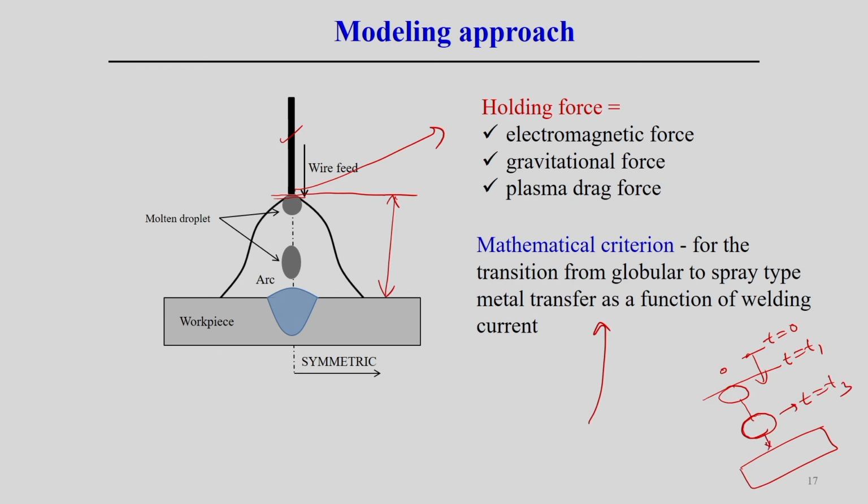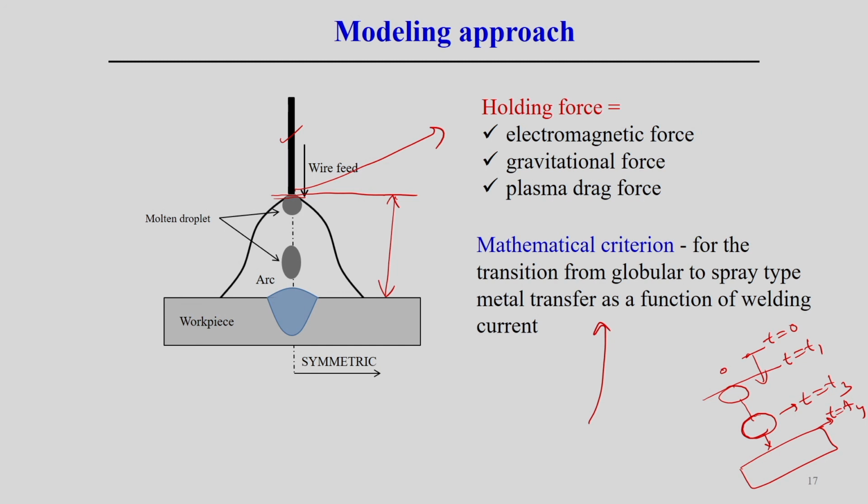When it touches the workpiece, first it will touch the workpiece and then, molten, becomes part of the workpiece material. Suppose we count that as t equal to t4. So, at these different times we can track how the molten metal reaches and becomes the final part of the workpiece. To do this kind of analysis, the mathematical model development is quite complex. Then we have to look into that.